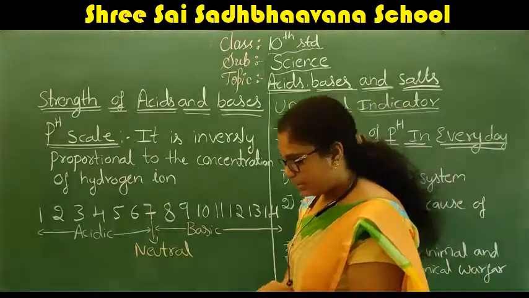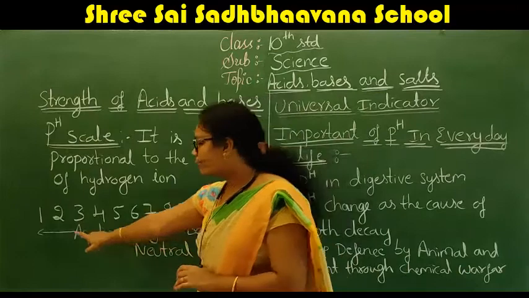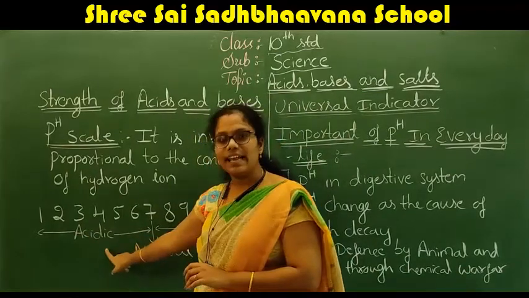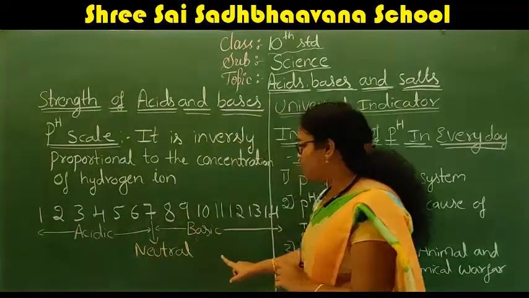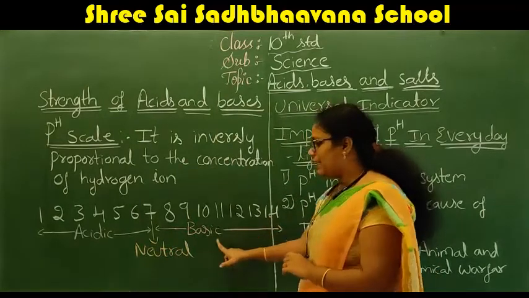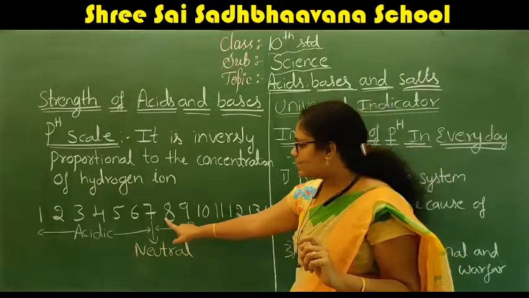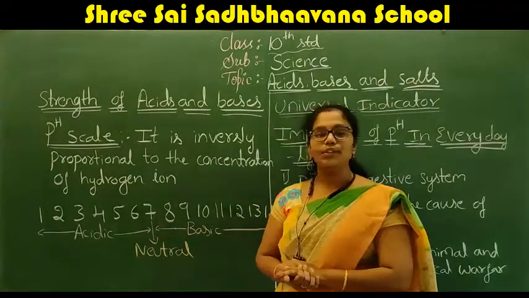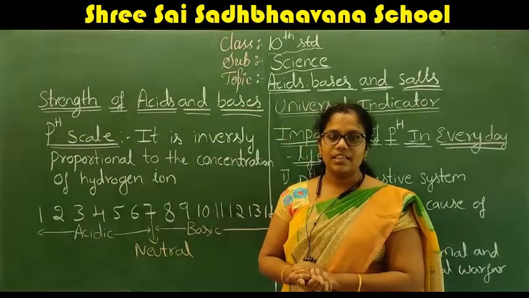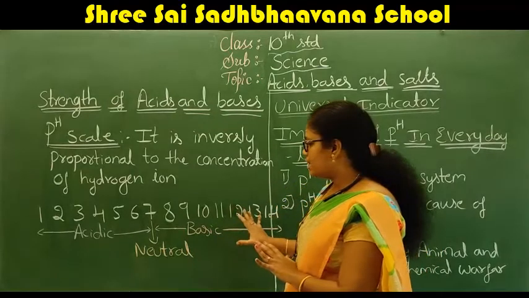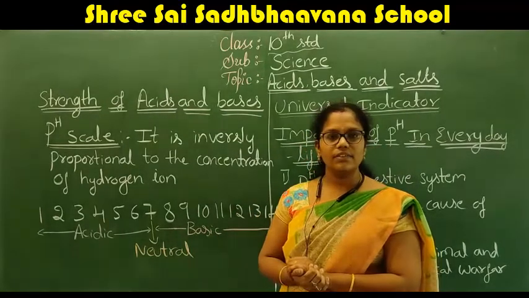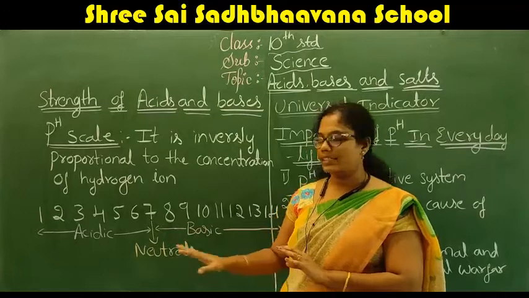After knowing the values, you can see that from 1 to 7, I have written acidic. From 7 to 14, I have written basic. And the exact value 7, I have written as neutral. What do you understand from seeing this diagram or these values?